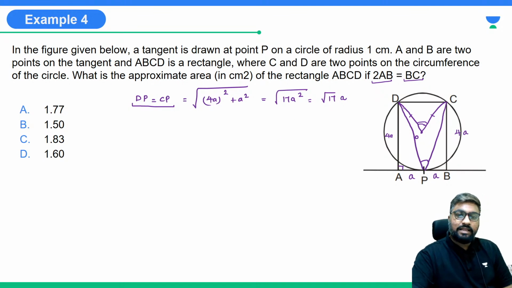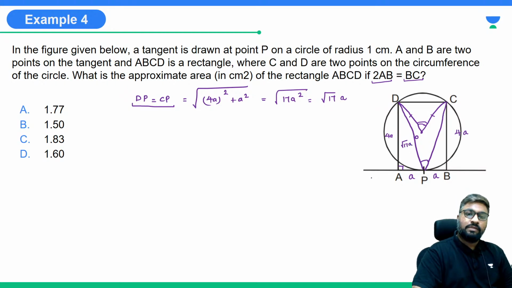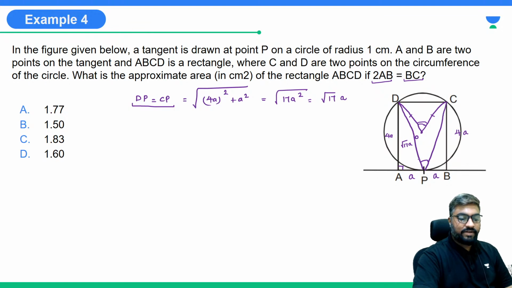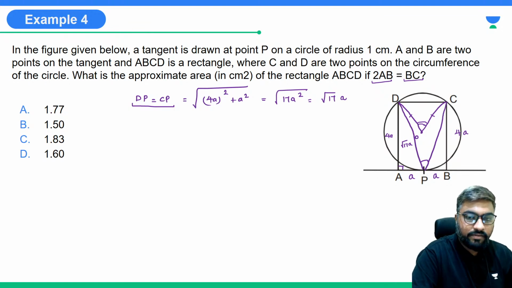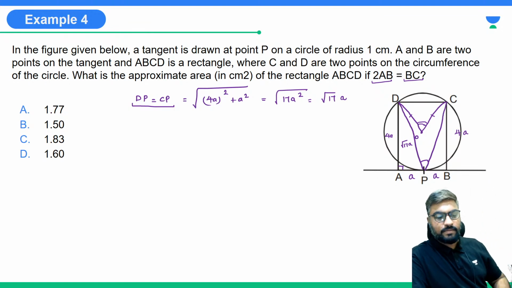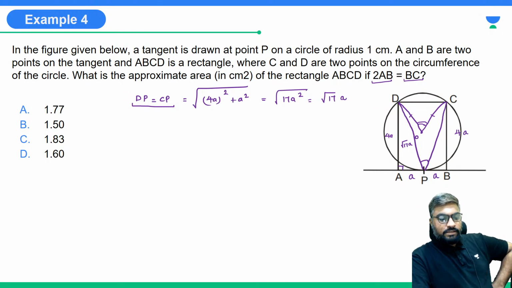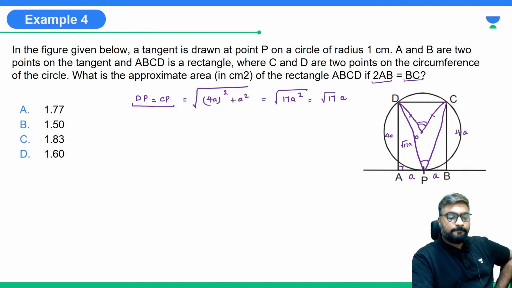So DP का लेंथ हमें मिल गया, root 17a. DP is root 17a, okay? Yes, so DP and CP is done, root 17a, sorted. यहाँ तक clear है guys? Yeah. Now the radius is given to us as 1 and 1.